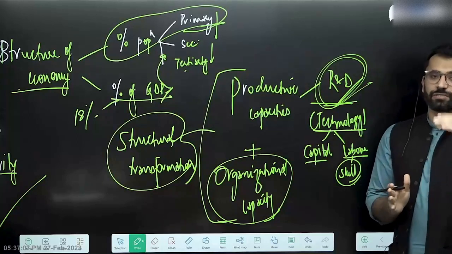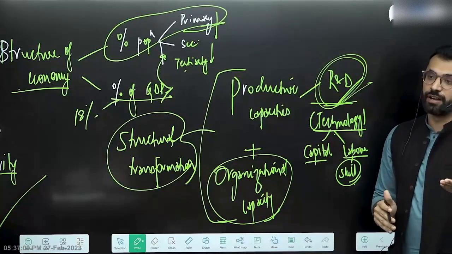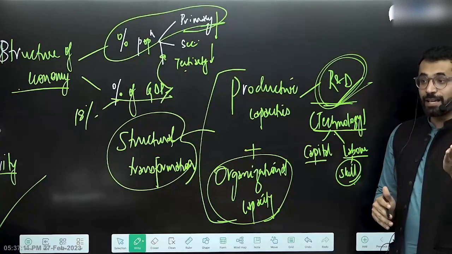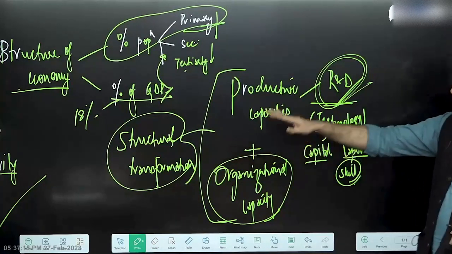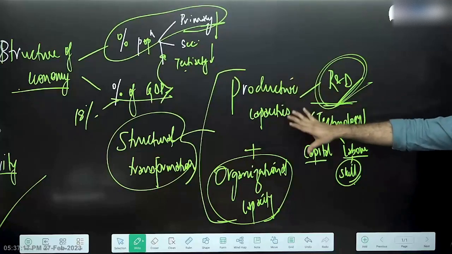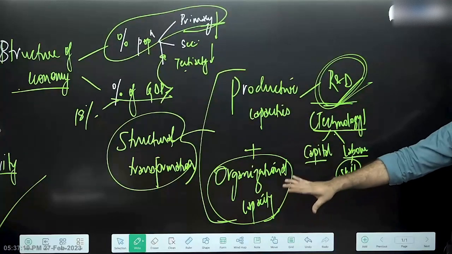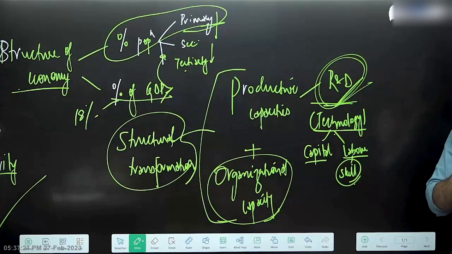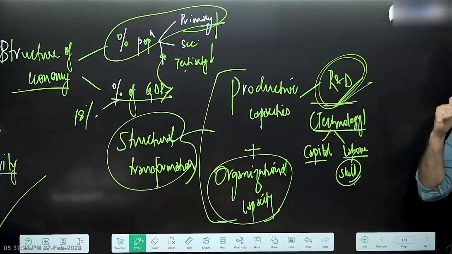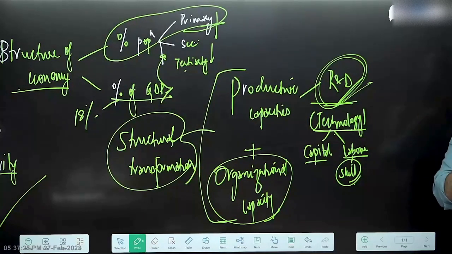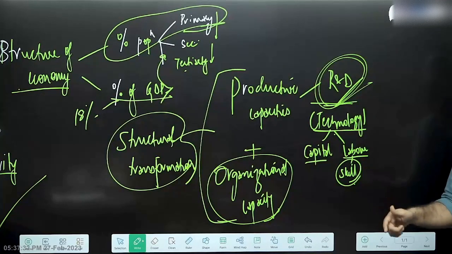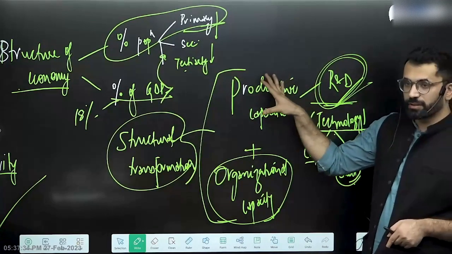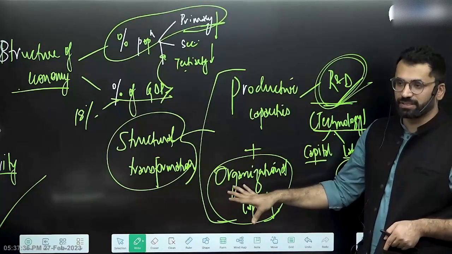Now expansion of output, if you get natural resources, that will also happen. But where exactly, what type of activities you are doing, that is your structural transformation. And this is based on your productive capacity and your organizational capacity. This is the difference between growth and economic development. You say this country is developed as compared to this, despite India having 7%, 8% growth and the US having 2% growth. Still we say the US is more developed because of the level of productive capacities and the organizational capacities they have.